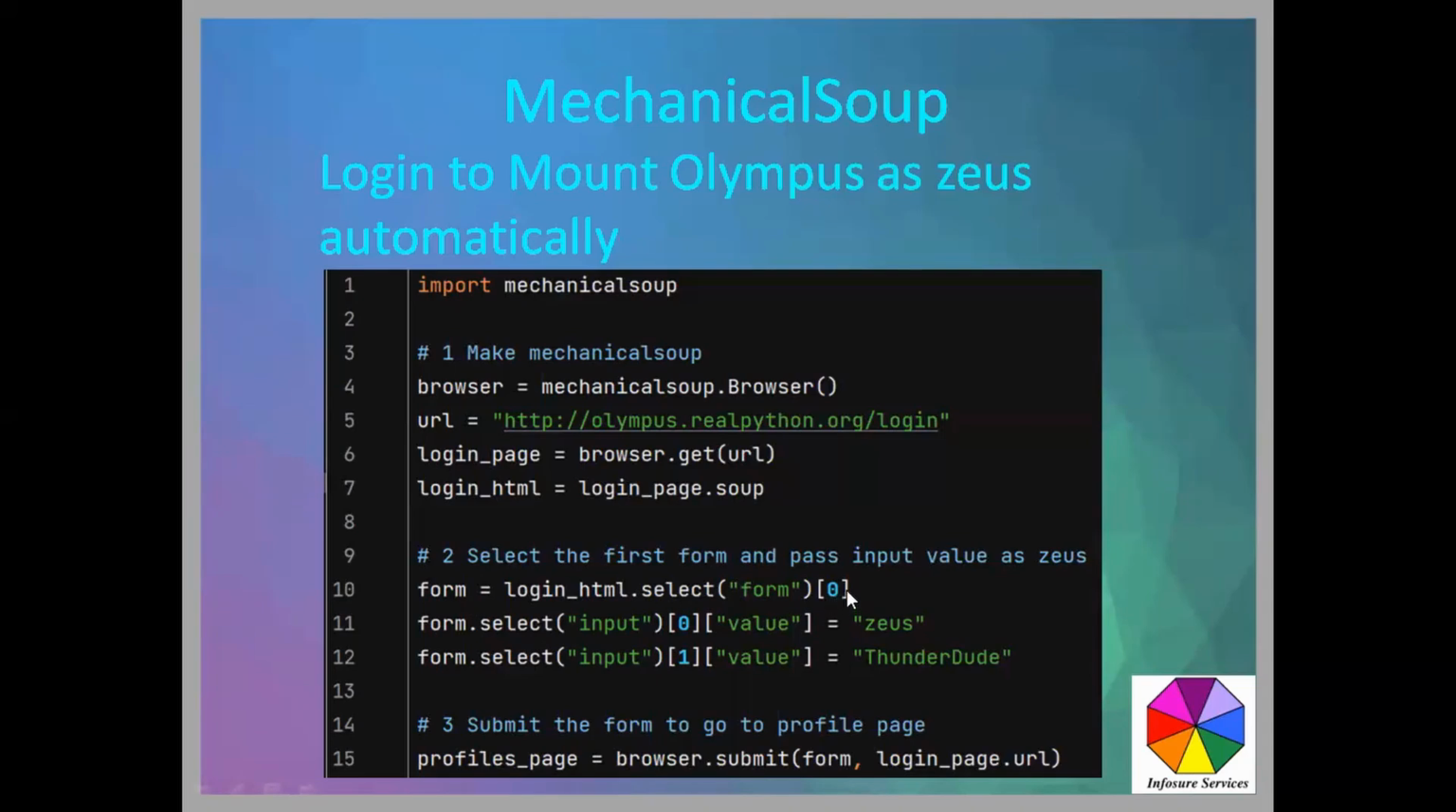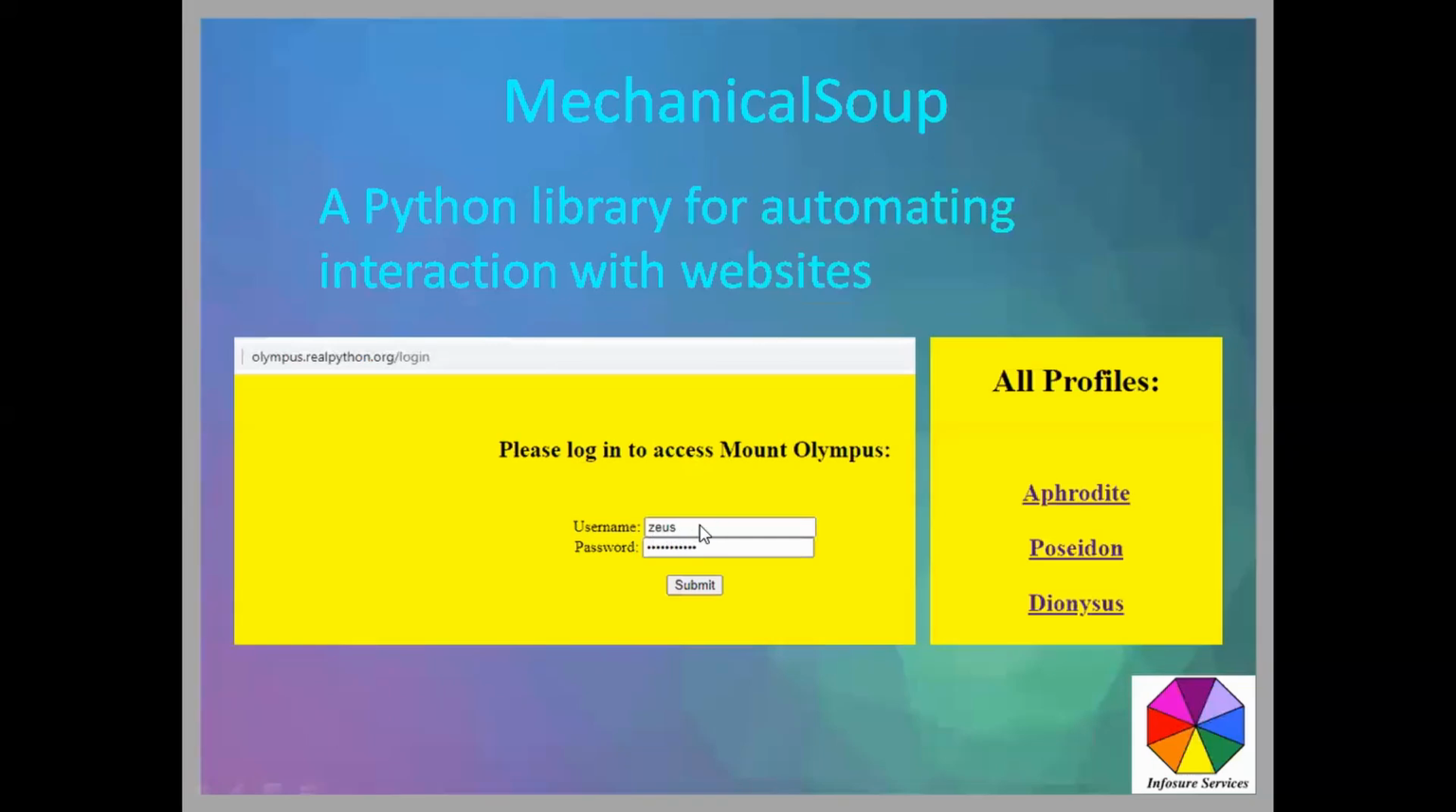So here we are going to the first form. Okay, HTML login dot select form 0 is the first form. There's only one form here, so that comes here. Form dot select input, first input text, value is equal to Zeus. We are selecting the first form and passing the input value as Zeus. So then this Zeus will automatically go into the first field. We are automating the entry into this particular text.